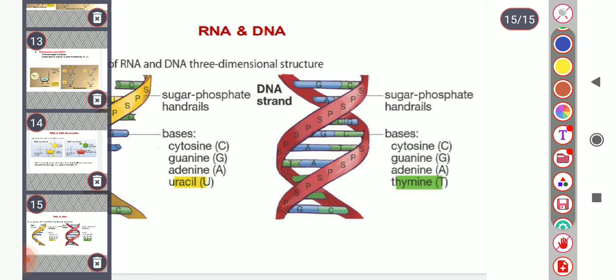In our next upcoming lecture, I'll discuss the function of RNA and how RNA replicates.